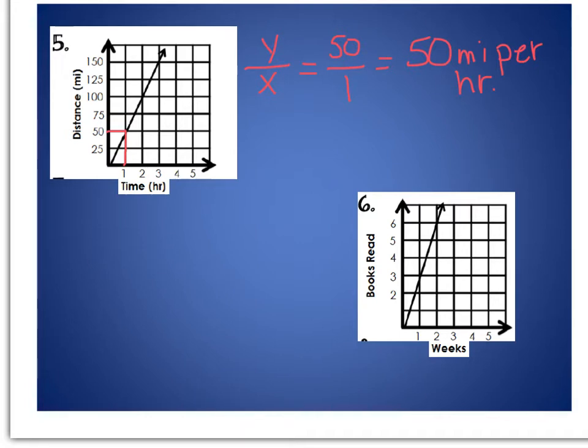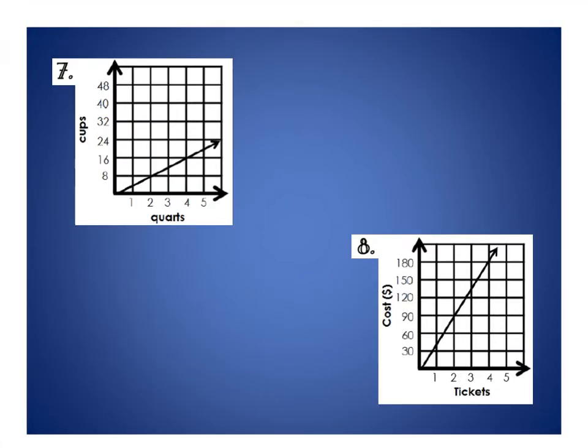Here on number 6, we need to do the same thing. We want to find out how many books were read in 1 week. So if we follow it up, we see that that was 3 books per week. It's pretty easy, folks. And we're doing the same thing on this page. We are finding the unit rate.